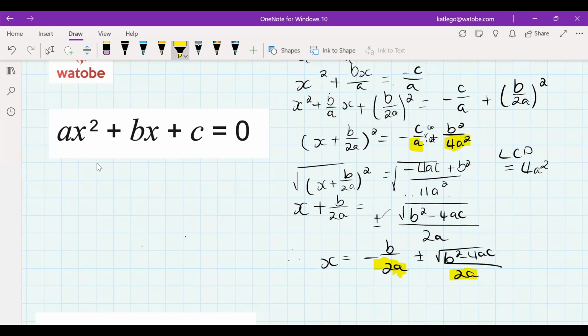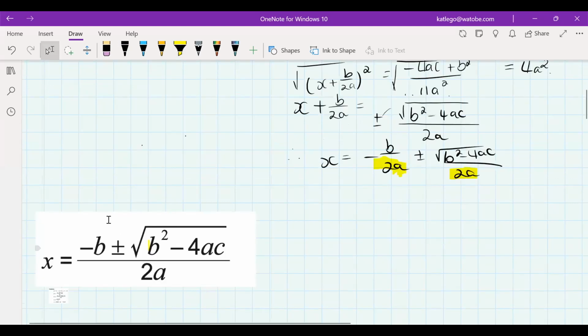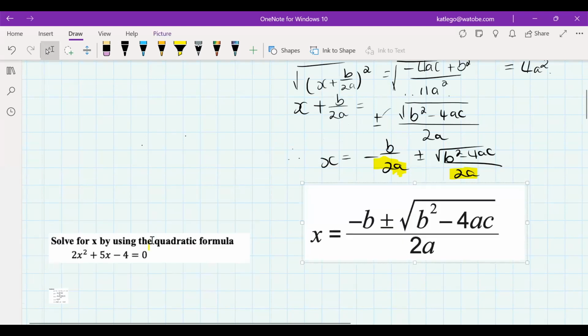Okay, and that is where this dude comes from. I'll do it over here. That's where he comes from. Okay, so I was just showing you guys how to derive it. But the most important part of this lesson is going to be applying it. Okay, so let us apply it.